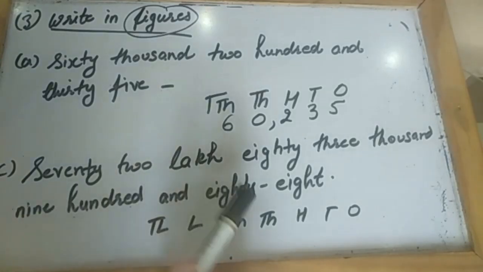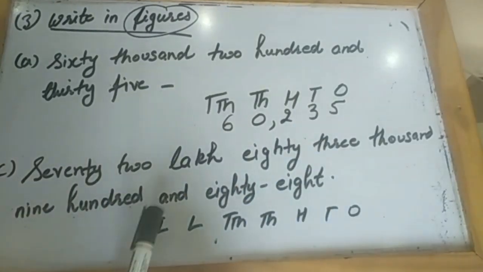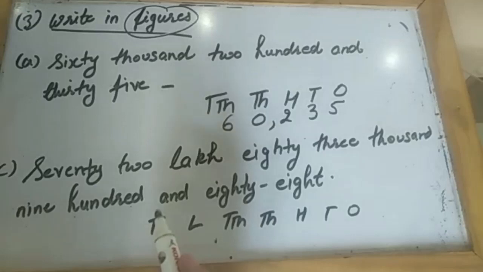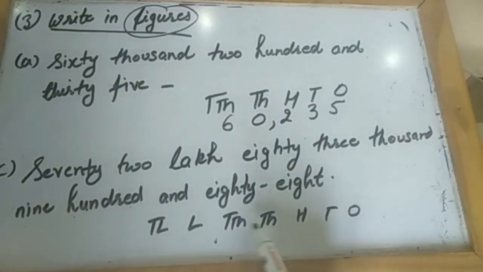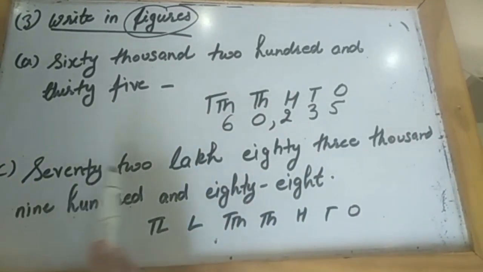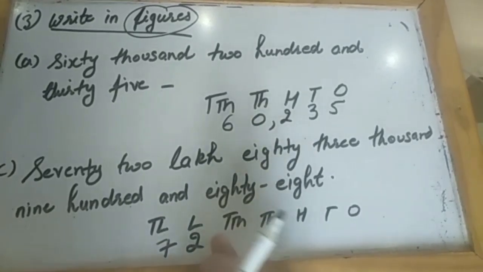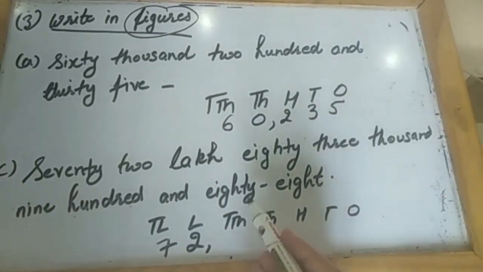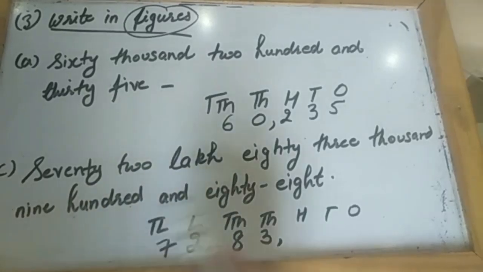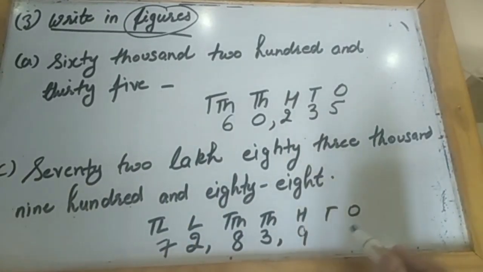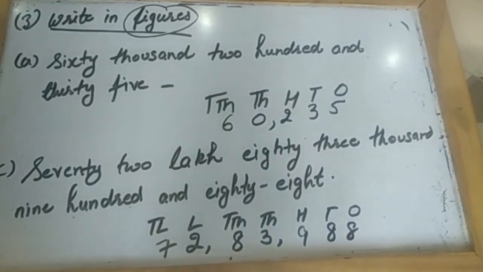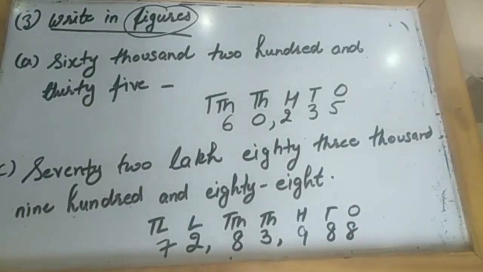Now 72 lakhs 83,988. I have first written the place values for this. Now 72 lakhs, so 72 I will put under the lakhs place, then 83,000, so 83 under the thousands place, 900, so 9 will come under hundreds, and 88. So this is how we write the numbers in figures.